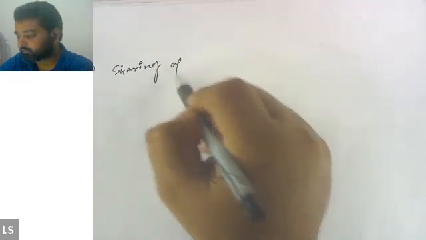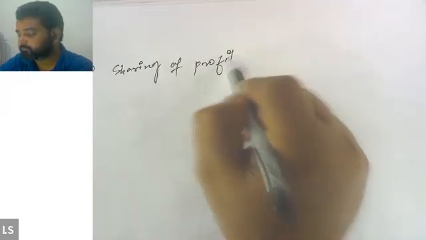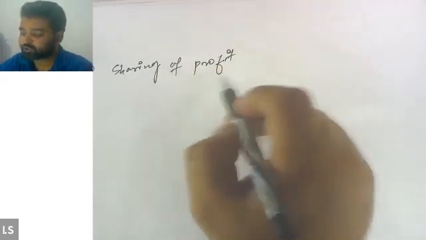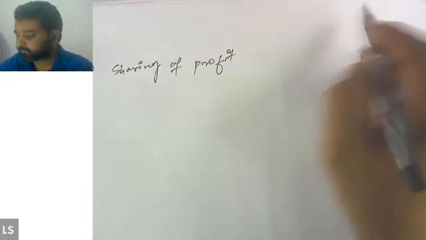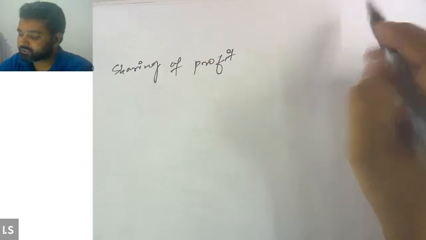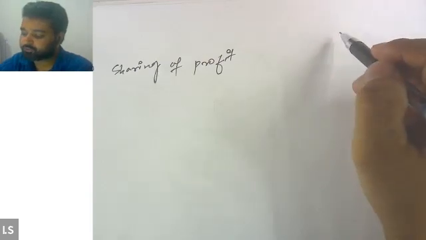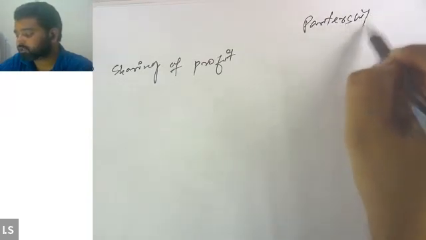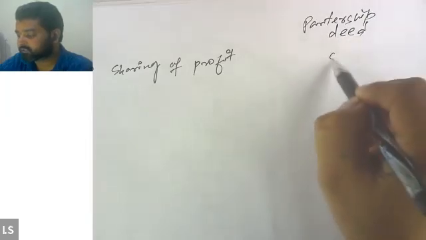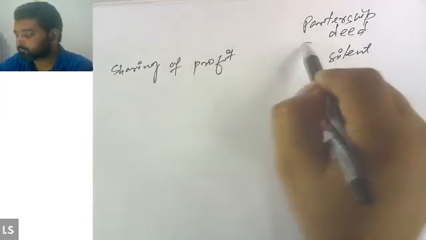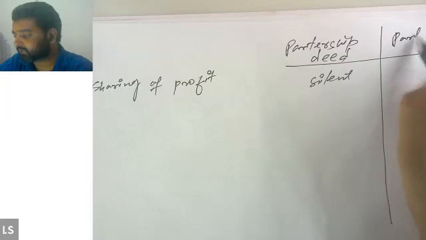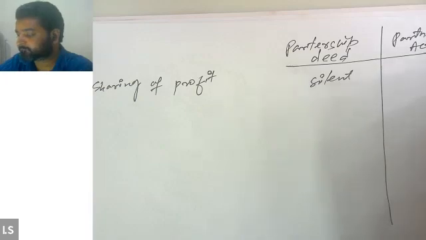Sharing of profit. It should be discussed among the partners in which ratio they will be sharing the profit of the business. But if by chance there is no discussion about the sharing of profit, or you can say the partnership deed is silent, then in such a situation, provisions of the Partnership Act 1932 will be applied.